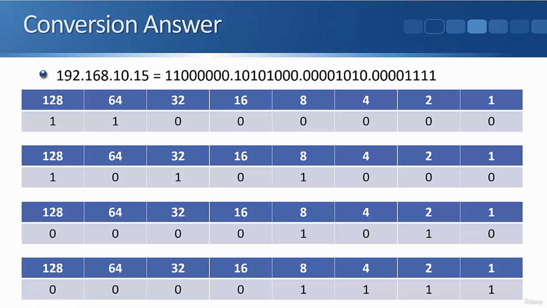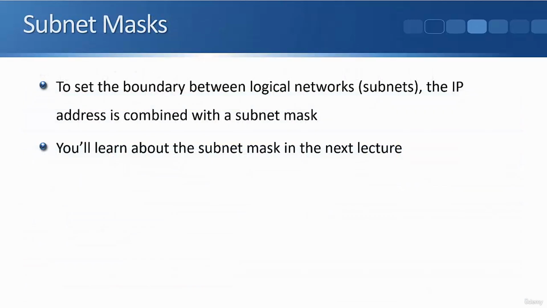Hopefully you found that really simple. With just a tiny bit of practice, you'll be able to do this without hardly even thinking about it. Okay, so that's how we figure out the IP address. To set the boundary between our logical networks, our subnets, the IP address is going to be combined with a subnet mask. And you'll learn about the subnet mask in the next lecture.